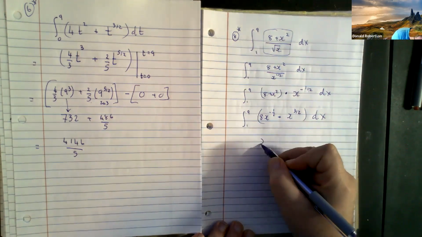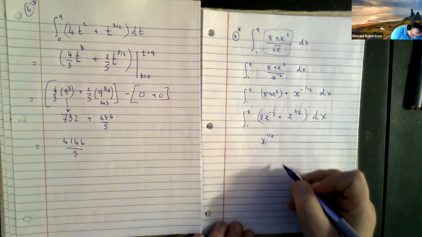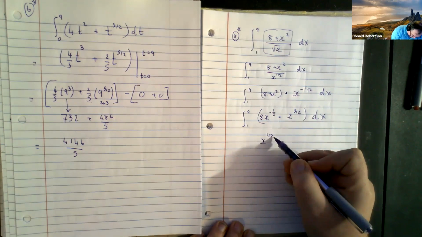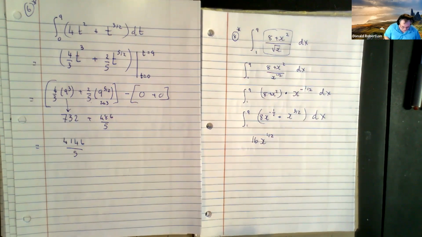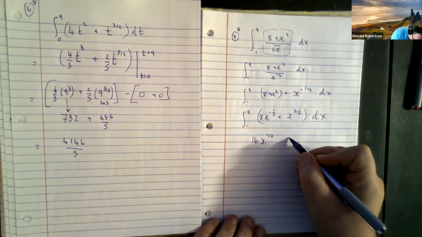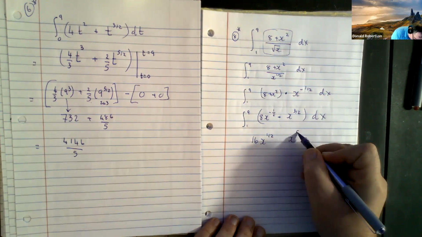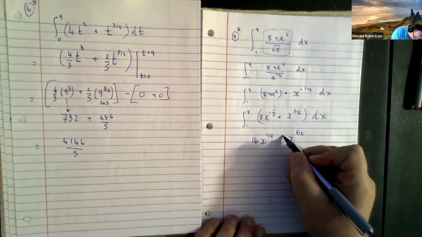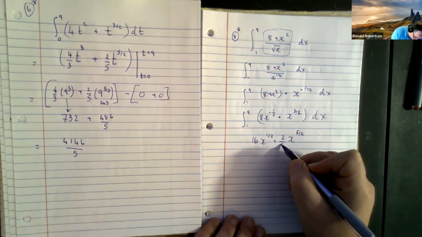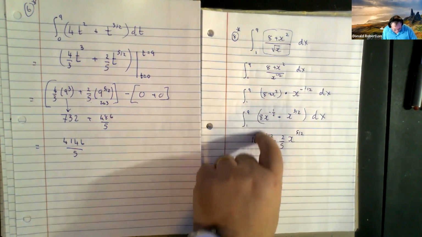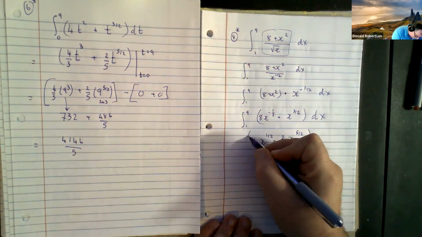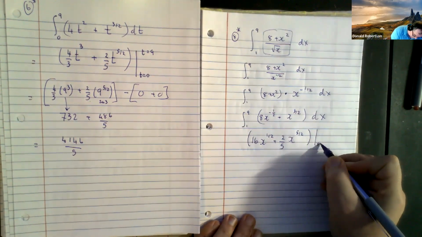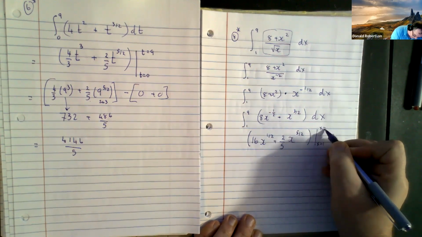Now, if you add 1 to the power, so you get plus a half, divide by the new power is like multiplying by 2, so you get 16. Add 1 to the power, and then divide by the new power. You get that? So these are the antiderivatives. And then you evaluate at 1 and at 9.